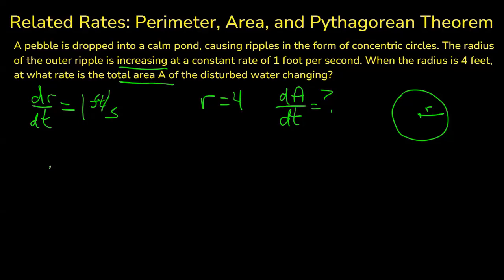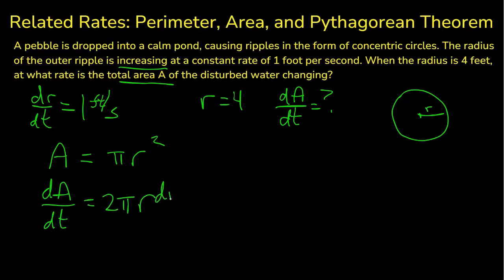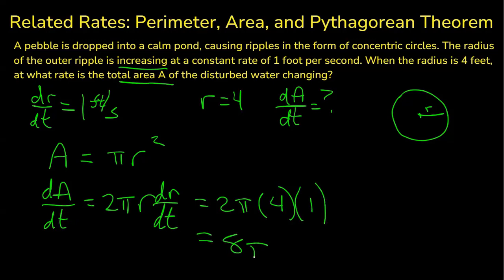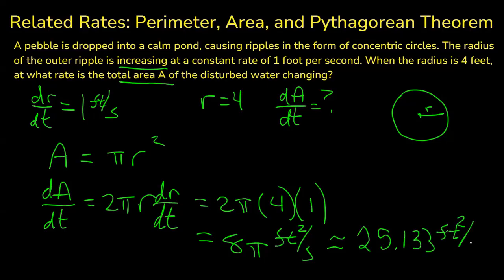So first we need an equation that relates the quantities involved. So the area of the circle, we know, is pi r squared. And then we differentiate that. Don't plug the r in yet until after you differentiate. So it's going to be 2 pi r dr/dt. And we know to use implicit differentiation here because we're differentiating with respect to time. Then we plug in what we know. So it's 2 pi times 4 times dr/dt, which is 1. So we would have 8 pi feet squared per second. If we round to 3 decimal places, that's going to be 25.133 feet squared per second.